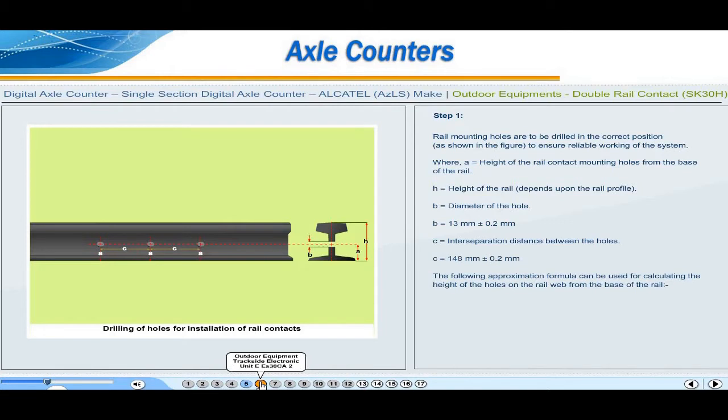The following approximation formula can be used for calculating the height of the holes on the rail web from the base of the rail.